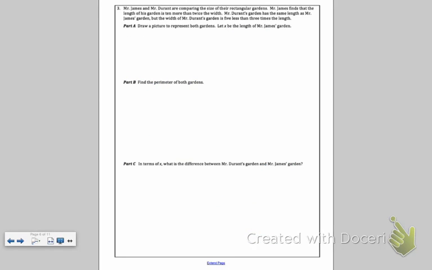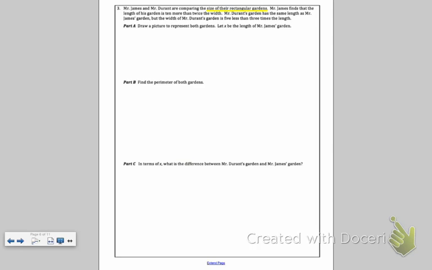Let's take a look at one word problem together before you move on to independent practice. So in this word problem, we have Mr. James and Mr. Durant comparing the size of their rectangular gardens. So the first information that we have is that we are comparing two rectangular gardens. So let's underline that piece of information.